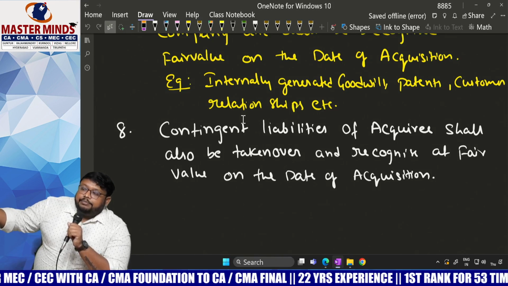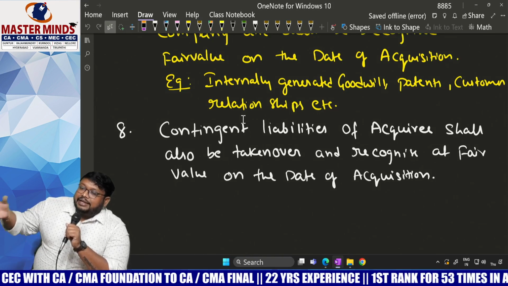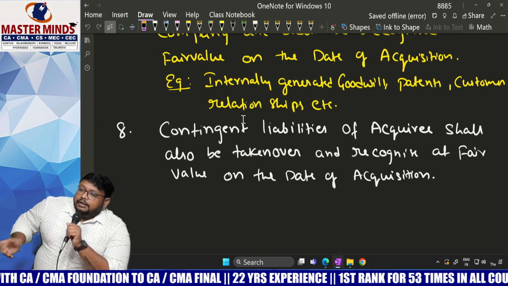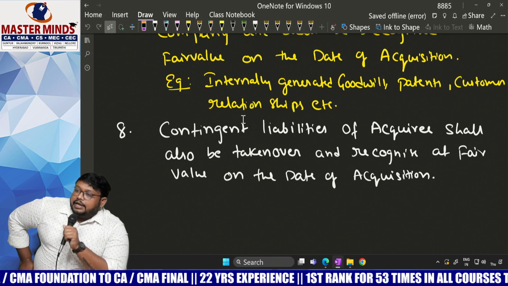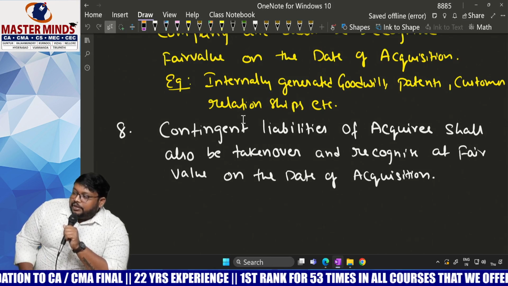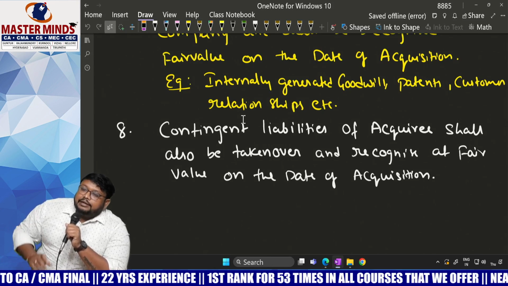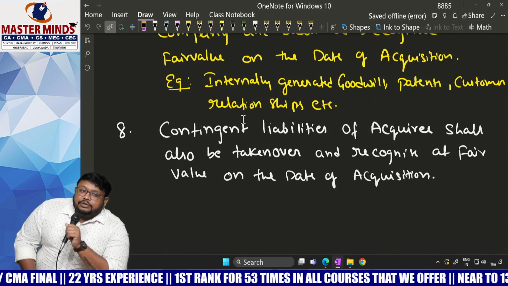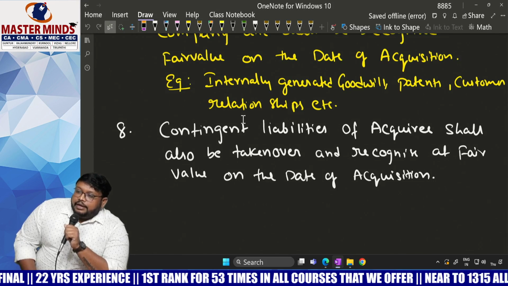For the acquiring company, it is a contingent liability. When you recognize it in your books of accounts, it is a liability. So we will recognize their contingent liability as a liability, not as a contingent liability, at fair value on the date of acquisition.